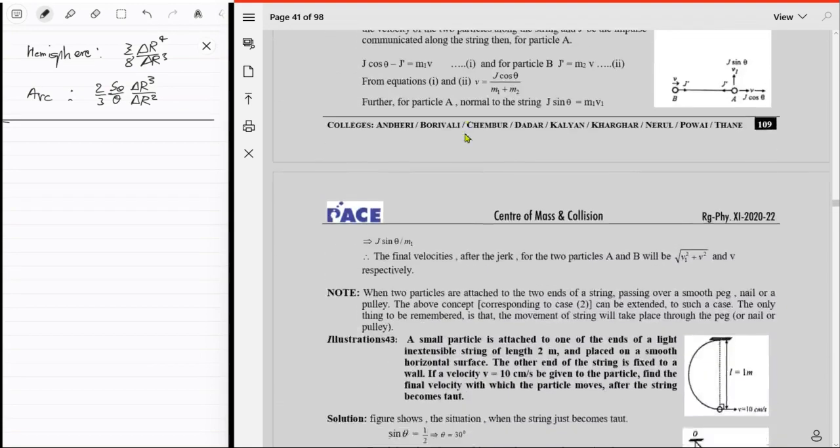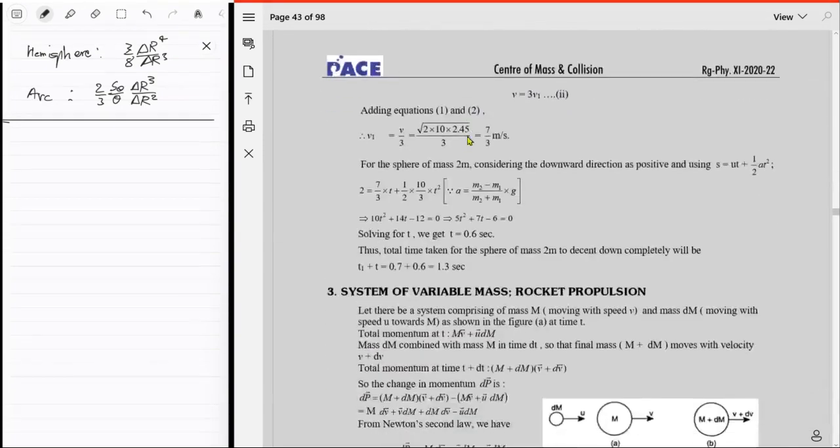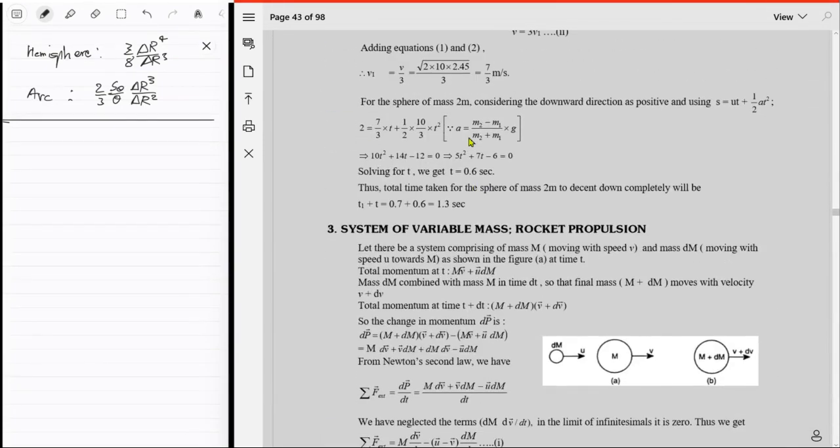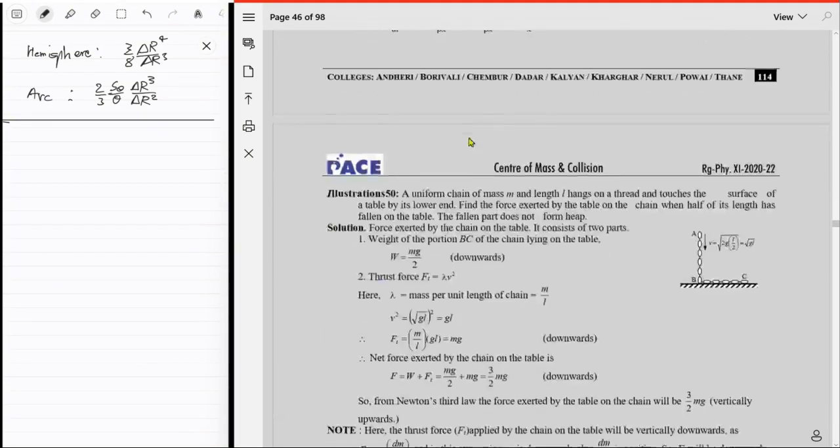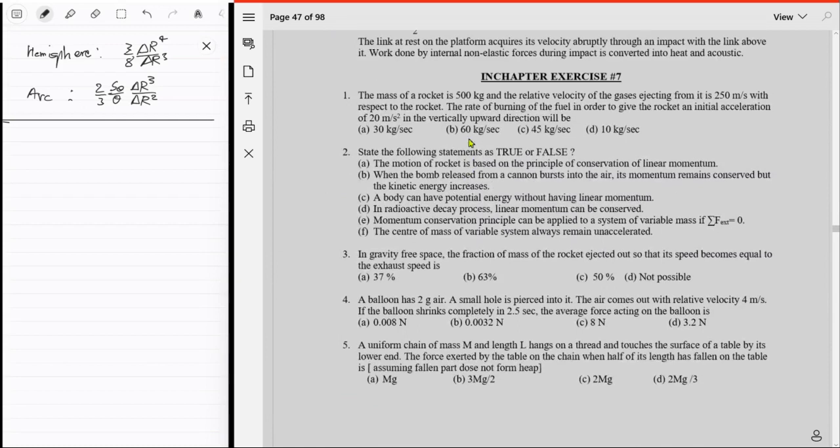We know that much. System of variable mass, rocket propulsion. The mass of the rocket is this thing, and the relative velocity of the gas ejecting from it is just that with respect to the rocket. So, the rate of burning of the fuel, in order to give the rocket an initial acceleration in the vertically upward direction, will just be some dm upon dt. You have to figure out what that is.